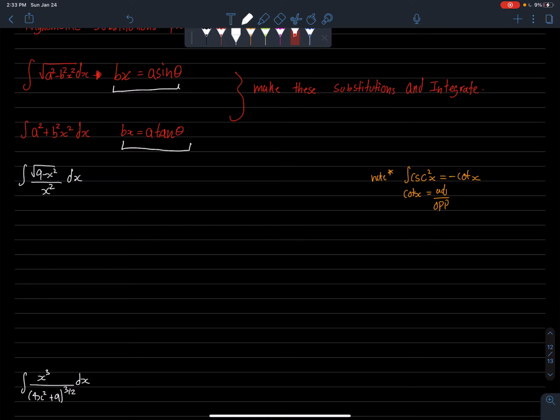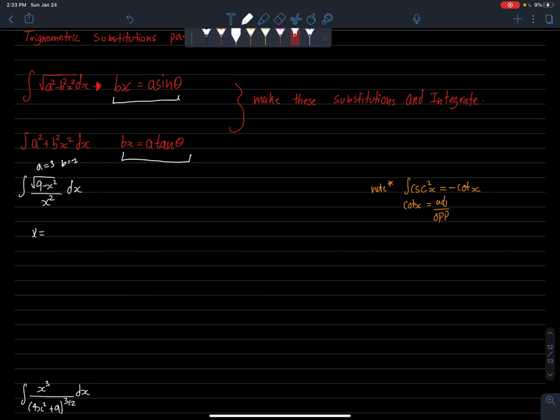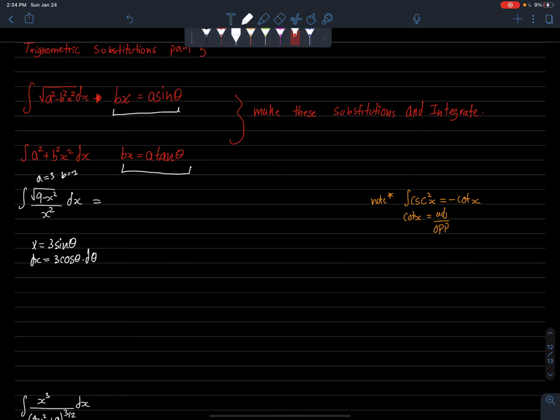Okay, so this one fits the first description because a is just 3, b is 1, and the x squared is there. Let's get straight to the substitution. So our b is 1, so x is equal to 3 sine theta. Let's integrate. dx will equal 3 cos theta d theta, right? So now let's make the substitution. I don't really have dx there, so I'm just going to plug it in as is. But you'll see how everything cancels out nicely.